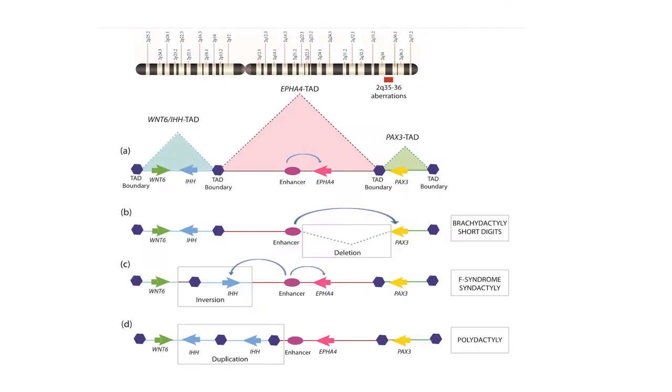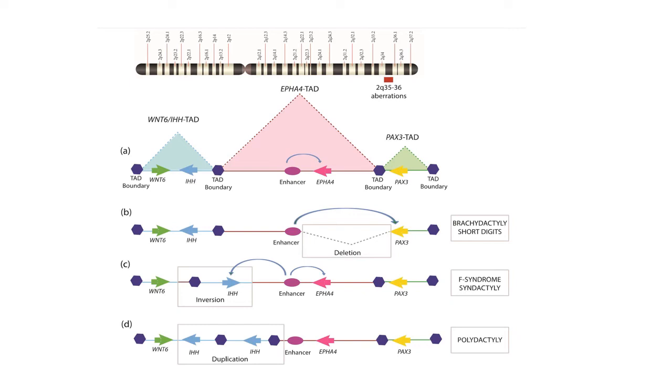So here's a representation of the enhancer and the various mutations that have given rise to brachydactyly, F syndrome, and polydactyly. The gene in the center is normally associated with limb development. But if you create a deletion where that gene itself is missing, and where you take out the TAD boundary that separates it from the next PAX3 gene, you get the activation of that gene inappropriately in developing limb, and the result is brachydactyly.